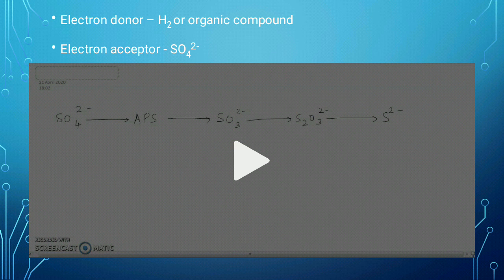But if the organism uses an organic compound as the electron donor, then the end product is always either acetate or carbon dioxide. So it comes and stops at acetate or carbon dioxide. So the organic compound donates the electrons, and in the process gets converted to either acetate or carbon dioxide.